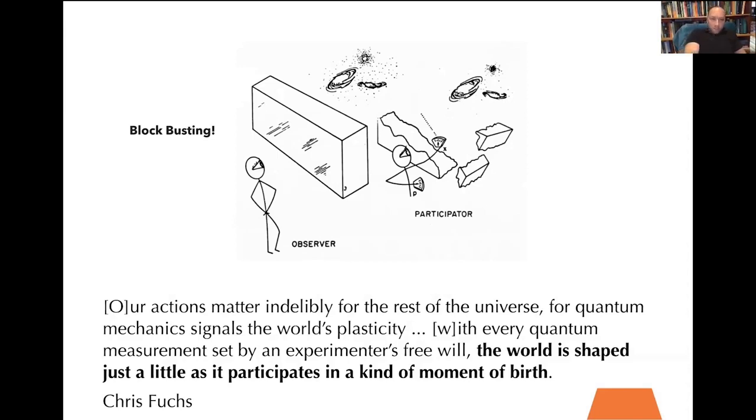As he writes, our actions matter indelibly for the rest of the universe, for quantum mechanics signals the world's plasticity. With every quantum measurement set by an experimenter's free will, the world is shaped just a little as it participates in a kind of moment of birth. I'm a little bit more hopeful about this particular approach to injecting time into the world because it's based on John Wheeler, and I'm writing a biography of John Wheeler.